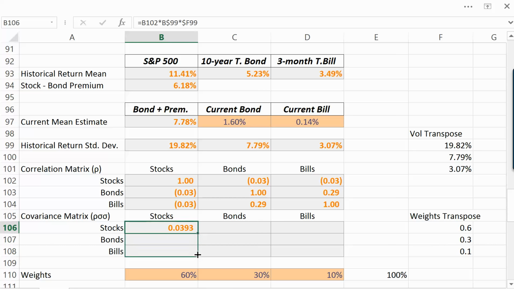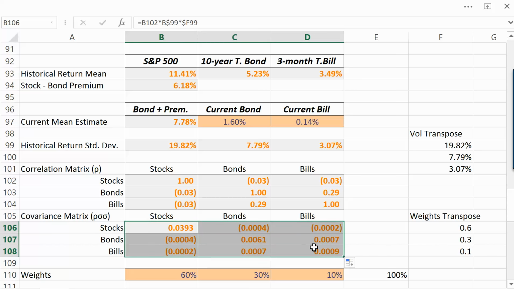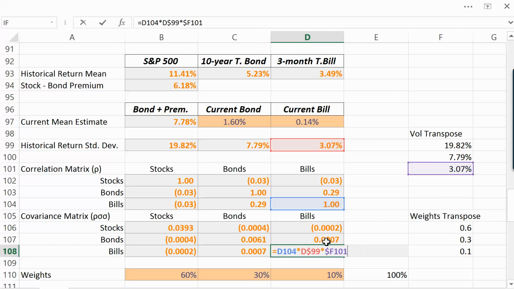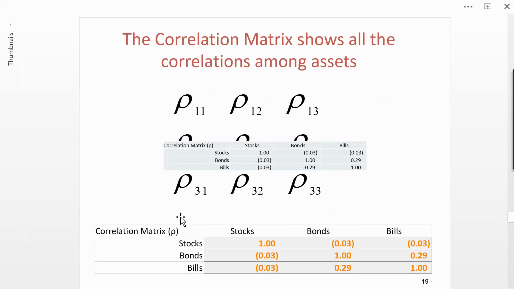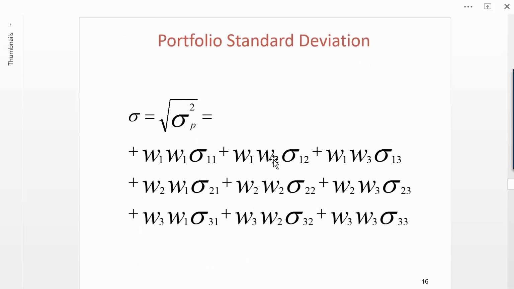Now that is perfectly set up that I can just copy down and copy over. So if you notice, the covariance between bills and bills is the correlation between bills and bills times the standard deviation of bills times the standard deviation of bills. And now we're ready to do our last step. The variance of an asset portfolio is this. It's all the covariance terms times the weights.